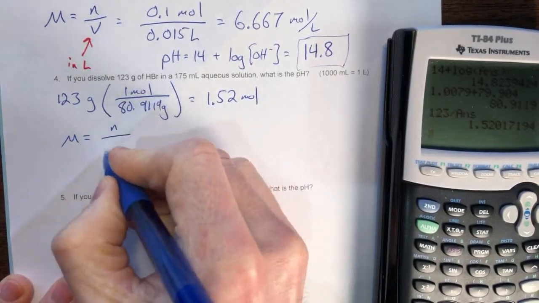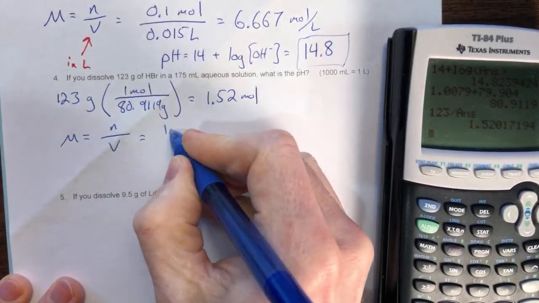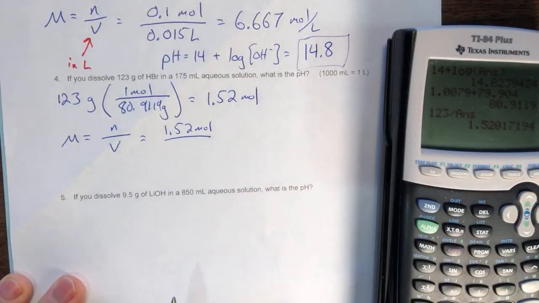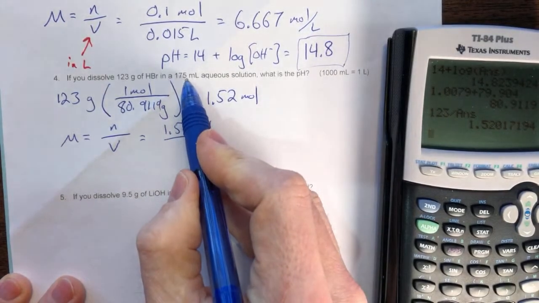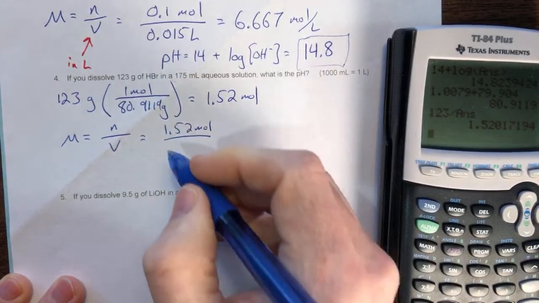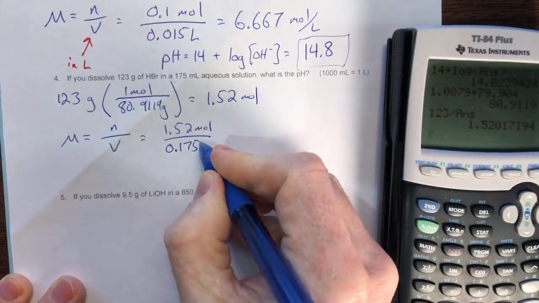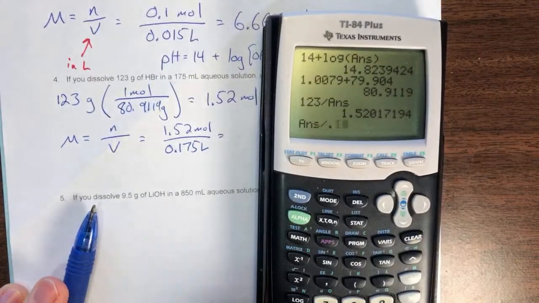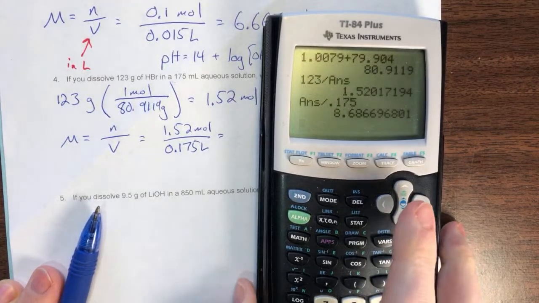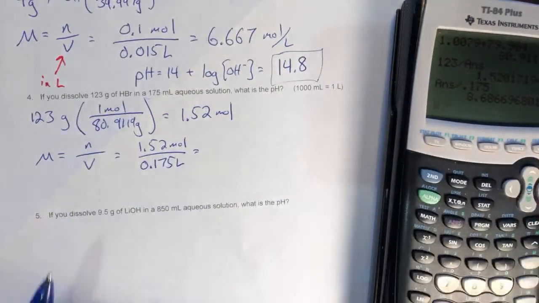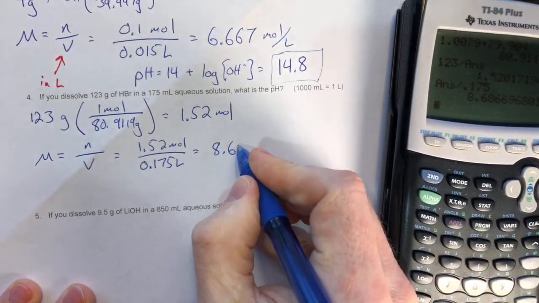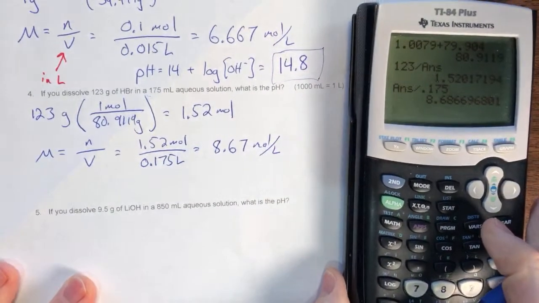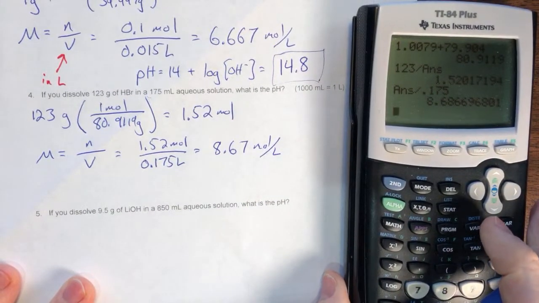So molarity is moles over the volume. And so it's going to be 1.52 moles. We have a volume of 175 milliliters, but we need to make sure that that is in liters. So we take the decimal point, move it 1, 2, 3 spots to the left. That's going to be 0.175 liters. Divided by 0.175 gets me 8.67, which is fairly concentrated of this very strong acid. So 8.67 moles per liter.